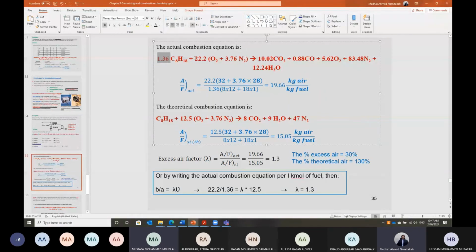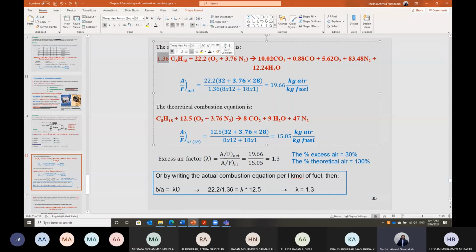Exactly. So Shabab, usually we write down the combustion equation per 1 kilomole of the fuel. In this case, we don't have 1 kilomole, we have 1.36. So if I divide the whole combustion equation, all terms in the reactant and the product, by 1.36, then the number of kilomoles of fuel will be 1, and the number of kilomoles of air will be 22.2 divided by 1.36.